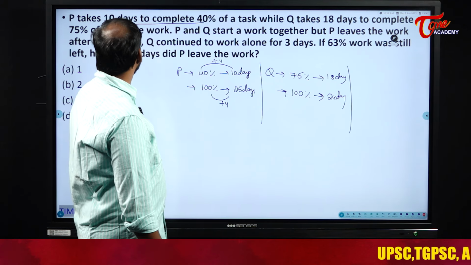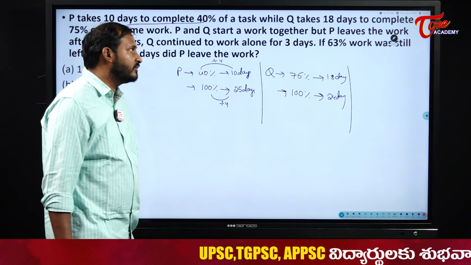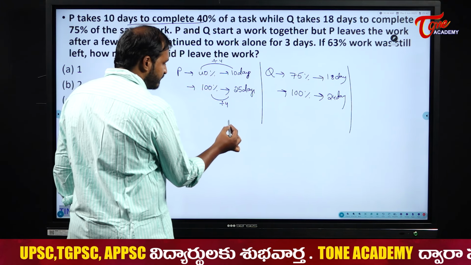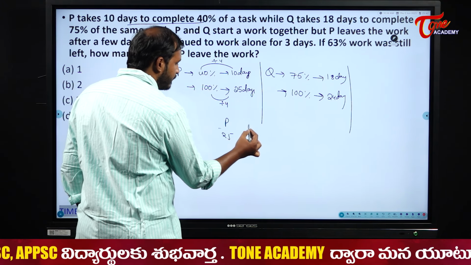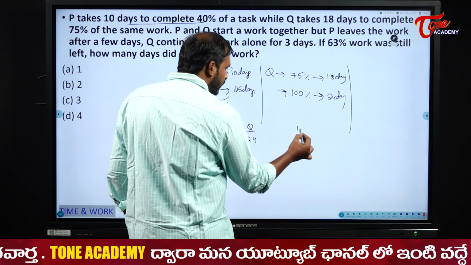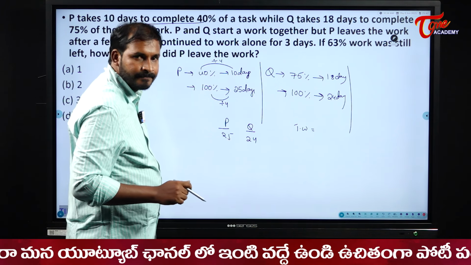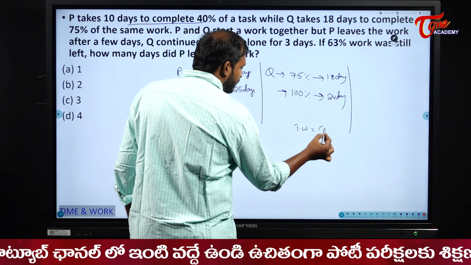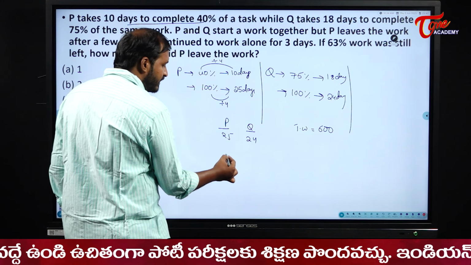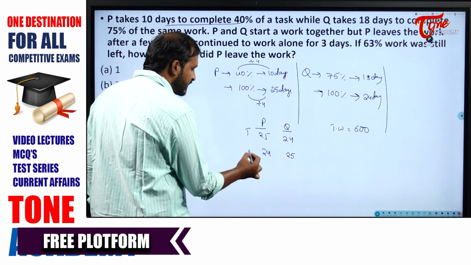Right? Next. P and Q start a work together, but P leaves the work after a few days. Q continues the work alone for 3 days. Okay. Now, we got the total times. P in how many days? 25 days. Q in how many days? 24 days. Okay, 25 and 24. Now total work will become what? 25 into 24. Why? Because these two are co-primes. So 25 into 24, it will become what? 600. Total work here will become 600. What is the efficiency of P here? 24. What is the efficiency of Q here? 25. These are the times, these are their efficiencies.